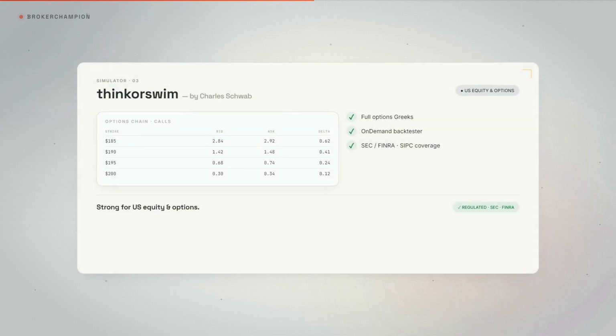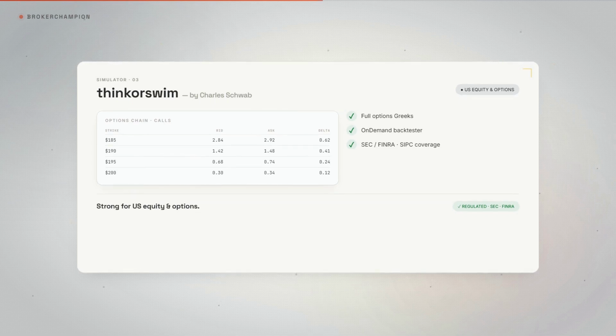Thinkorswim by Charles Schwab. Options chains, Greeks, and a full backtester called On Demand. Strong for US equity and options. Live Broker is regulated by the SEC and FINRA with SIPC coverage.